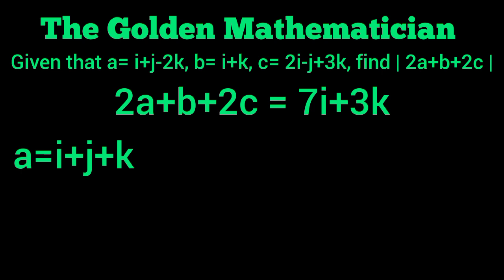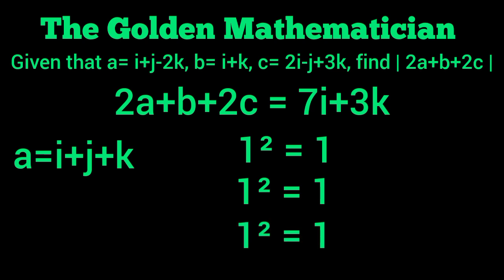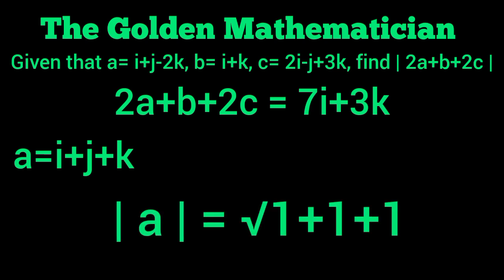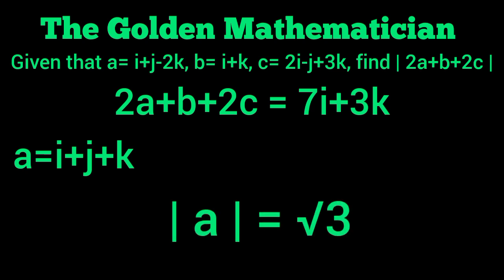In this case, the coefficient of i is equal to 1, 1 squared is equal to 1 also. The coefficient of j is equal to 1, 1 squared is equal to 1. The coefficient of k is equal to 1, and 1 squared is equal to 1. So therefore, the modulus of vector A is going to be equal to the square root of 1 plus 1 plus 1, which is equal to the square root of 3. You would understand it better when we apply it to our problem.